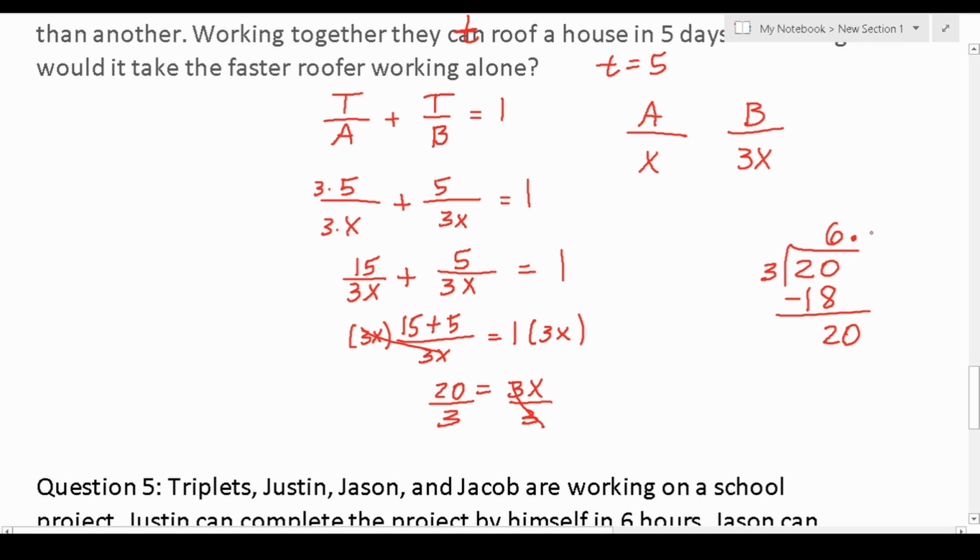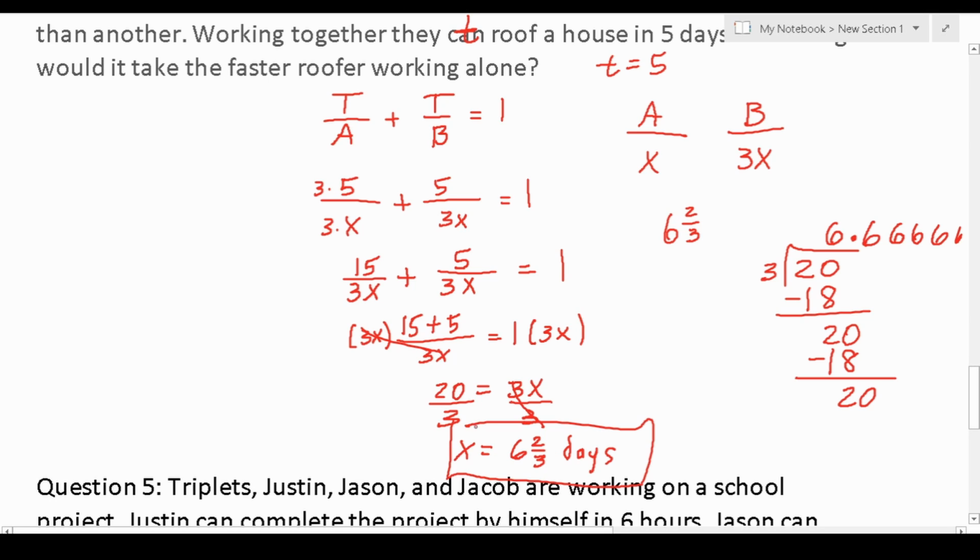3 goes into 20 6 times without going over. 3 times 6 is 18. 20 minus 18 is 2. Now we have an imaginary 0 that we can add. And we should see that this decimal is going to be 6.6666 repeating, which we should know is the same as 6 and 2/3. In other words, x equals 6 and 2/3 in this case. In other words, it will take this faster roofer 6 and 2/3 days, if he's working alone, to completely roof the house. Okay, so that was this one.